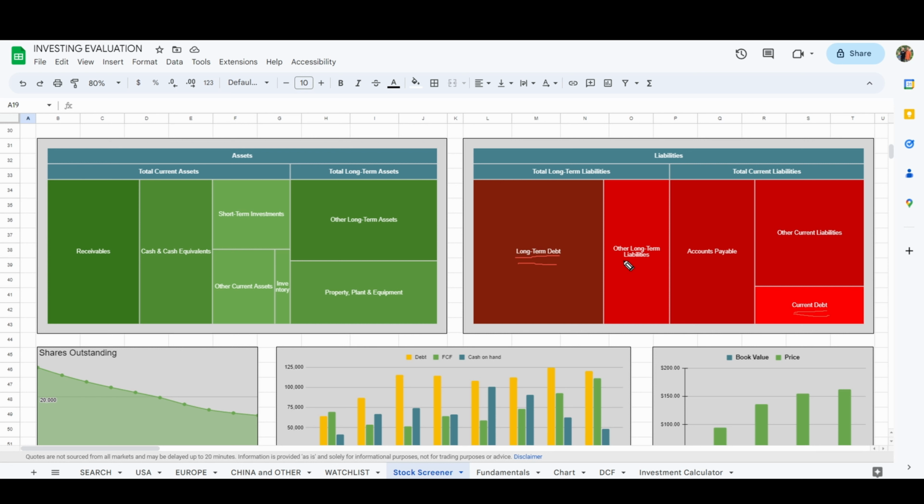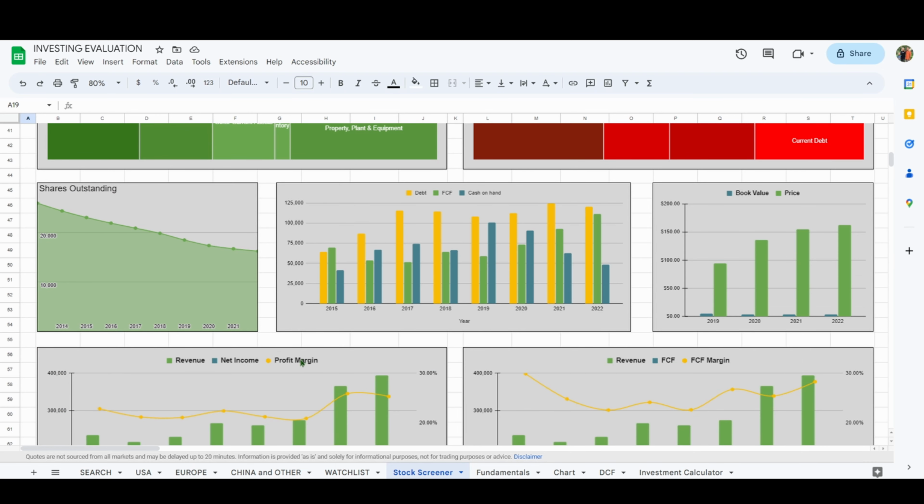Now, the other long-term liabilities, we don't really know what those are, but we can only assume that that may be something that they can't sell as easily, but it's not categorized in long-term debt. They also have a lot of accounts payable, and of course, our favorite other current liabilities, which we don't really know what they are, but not too bad for Apple in liabilities.